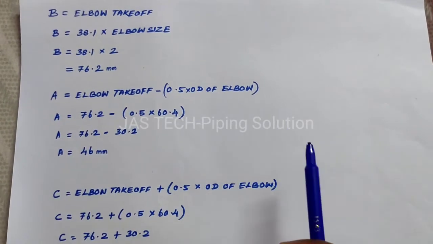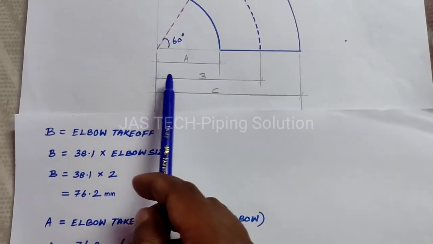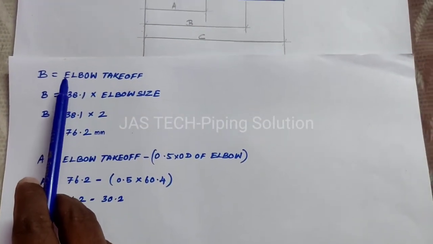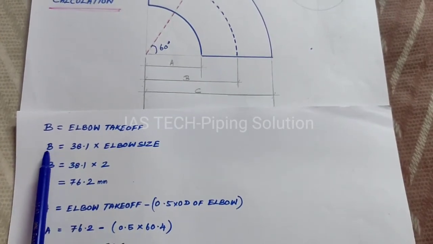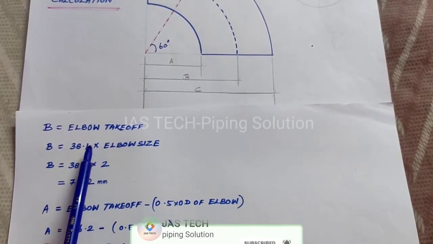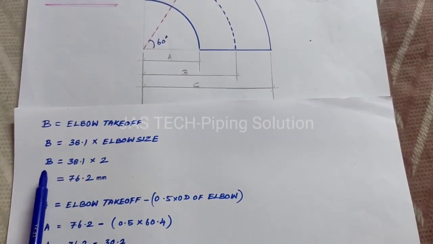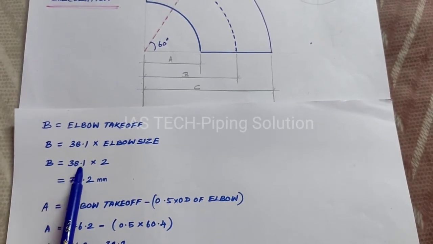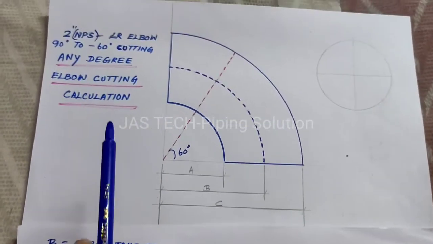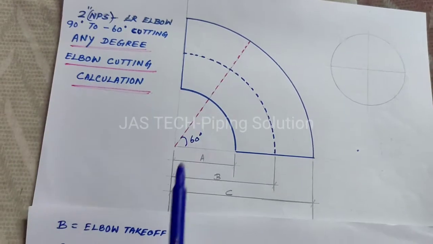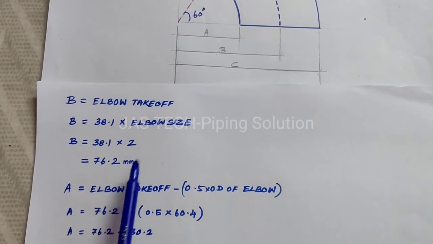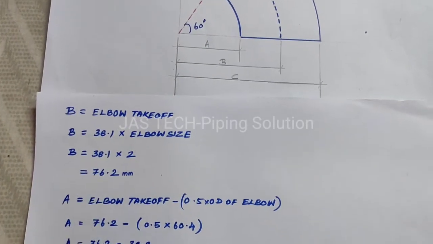First we calculate distance B. Distance B equals this elbow takeoff. B equals this formula for elbow takeoff: 38.1 multiplied by elbow size. So B equals 38.1, which is a constant, multiplied by 2 for a 2-inch pipe. See our example, a 2-inch pipe. So 38.1 multiplied by 2 equals 76.2 mm. This is for distance B.